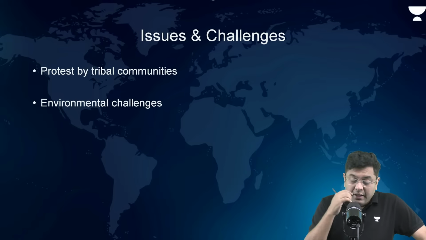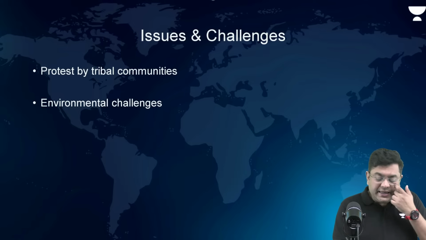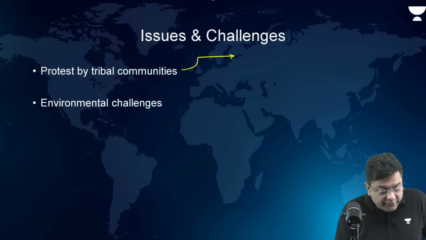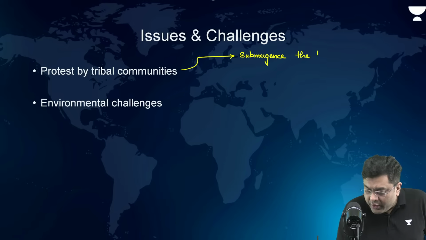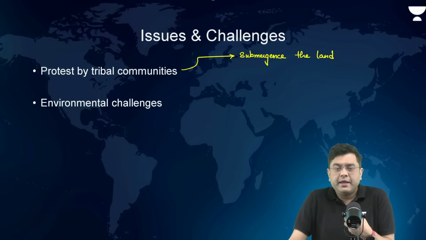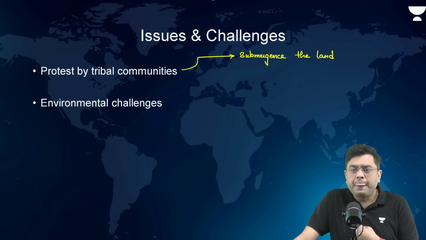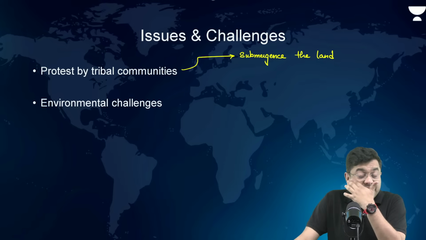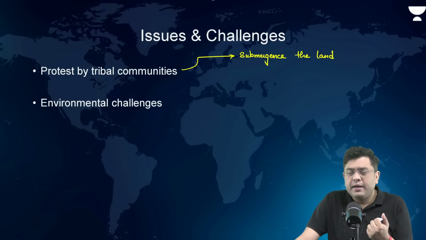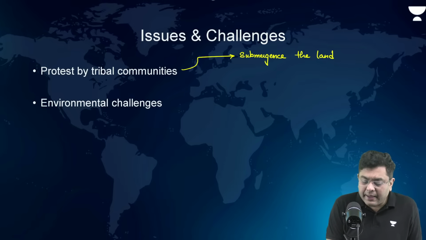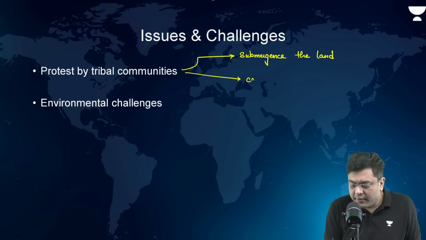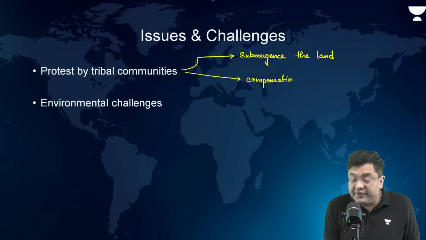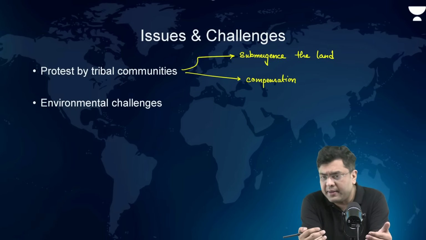The challenges: the tribal communities are protesting against few things. First is submergence of land. They don't want to lose the land. Now, even if they presume that submergence is inevitable, they are not happy with the compensation. Compensation. Now, in this compensation, what is it that they are demanding?